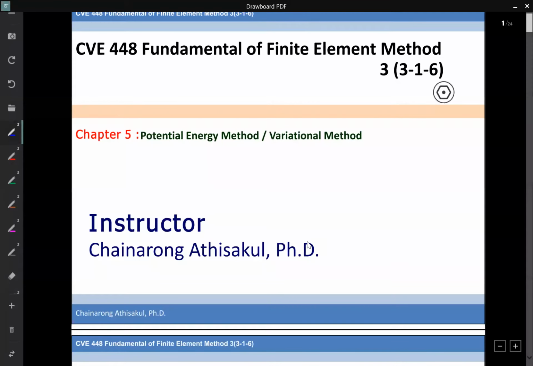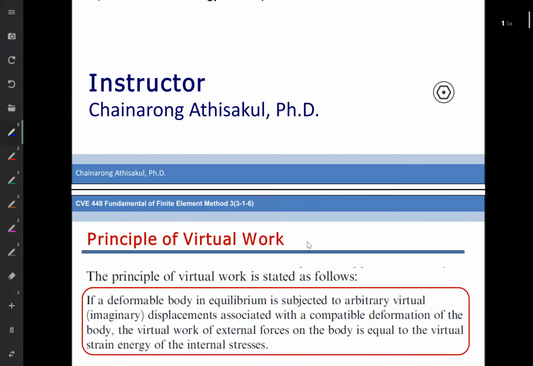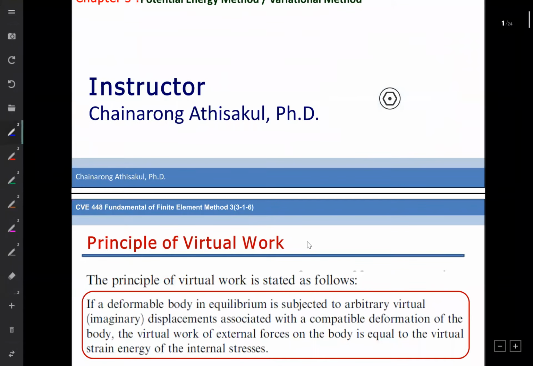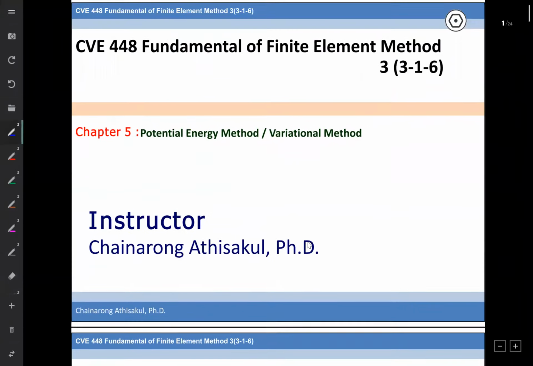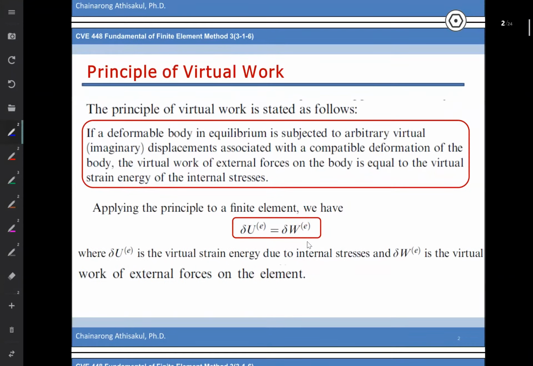In this video we will be talking about the potential energy method to derive the element stiffness, and we will start with the simple one, that is a spring element. Before we talk about the potential energy method, we have to talk a little bit about the principle of virtual work first. We have actually studied this principle in engineering mechanics and also in mechanics of materials.